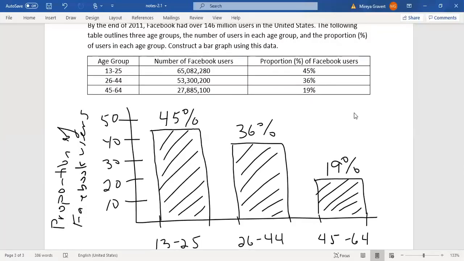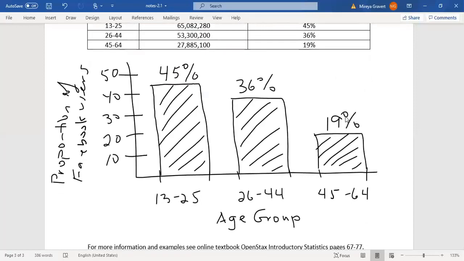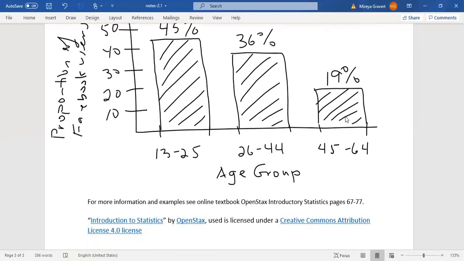There you go. So you'll notice that these bars do not touch each other. They're separated, and each bar is the same width, and they're separated about the same amount too. You can see more examples in the book on pages 67 to 77, and we'll see you next time.